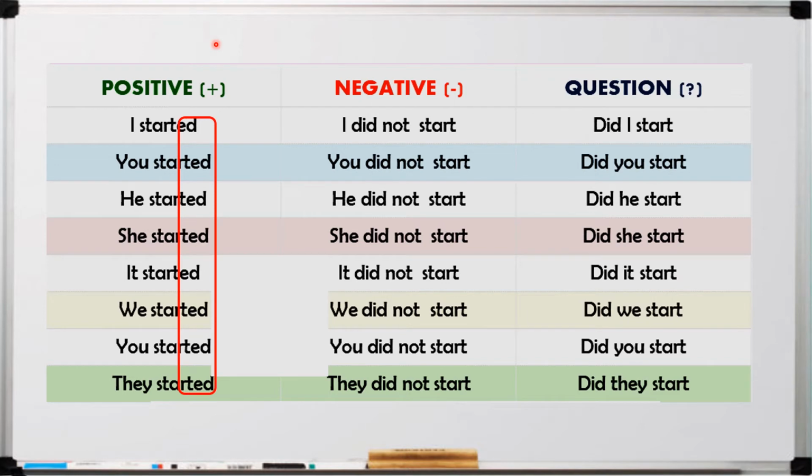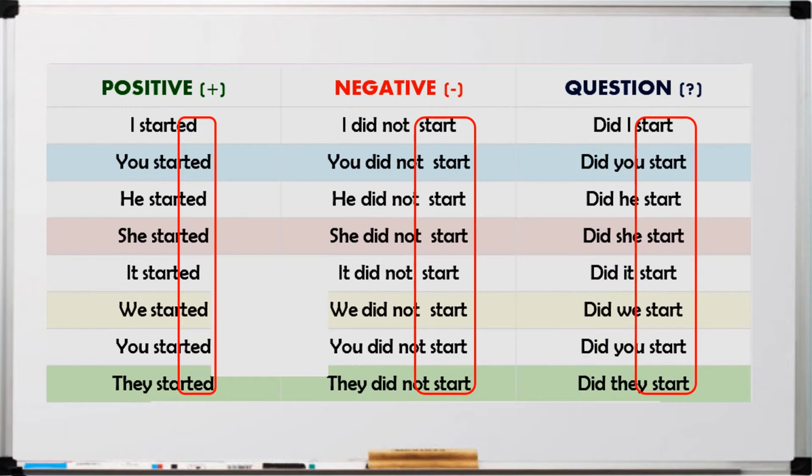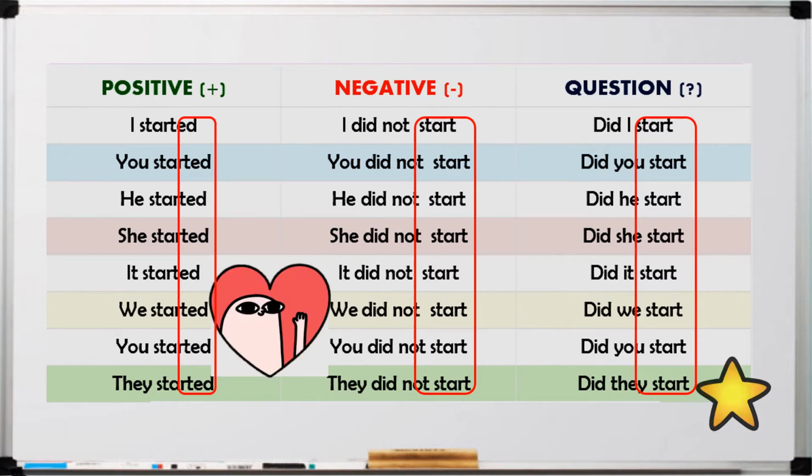In negative, as I said before, we need an auxiliary verb. In this case, did not, did and negative not, and the verb remains the same, start. I did not start, you did not start, he did not start. In contraction form, I didn't start, you didn't start, he didn't start, she didn't start. Okay? And the question form, we need the auxiliary verb did, then the subject, and guess what? The verb is the same, in the base form. Isn't this cool? Yeah, I love it.